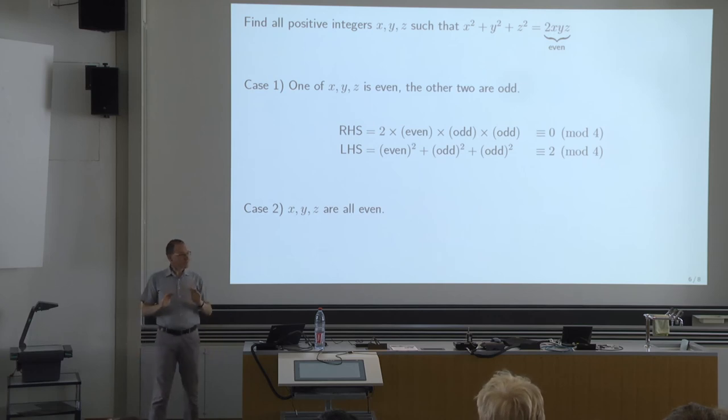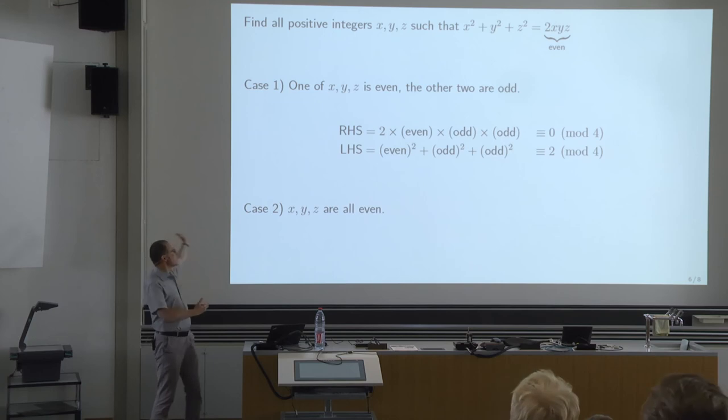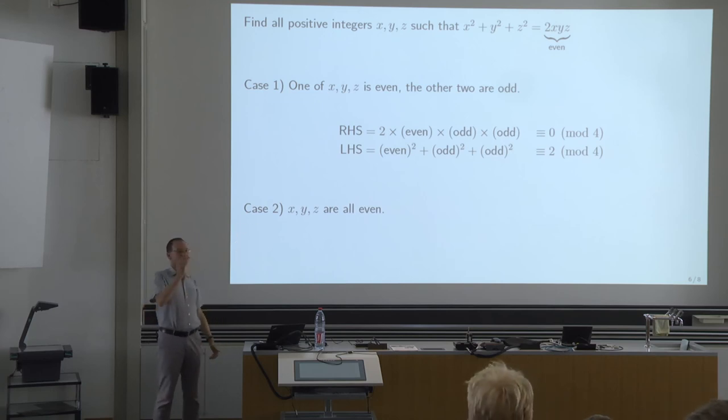Now, let's continue the argument. I claim you can prove that this equation actually has no solutions. If you take a solution, there are these two cases, case 1 or case 2. Case 1 we ruled out. What about case 2? What if there is a solution and they're all even?